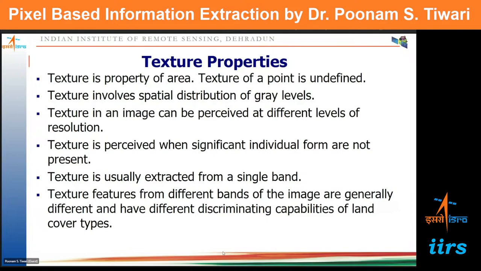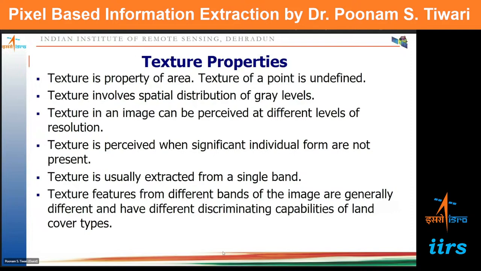So you can encounter, at very high spatial resolution, a different type of texture. When you reduce the spatial resolution of the same image, you go on resampling the image, reduce the resolution, then the texture would change for that particular area. So texture is perceived when significant individual forms are not present.